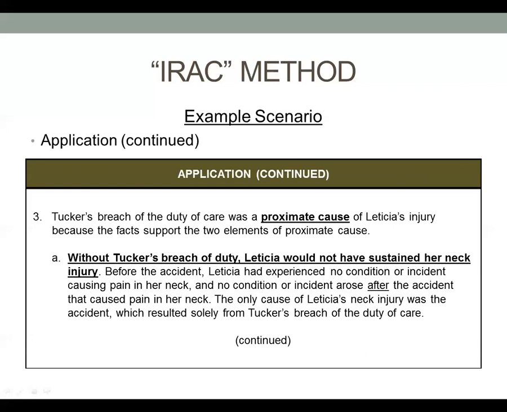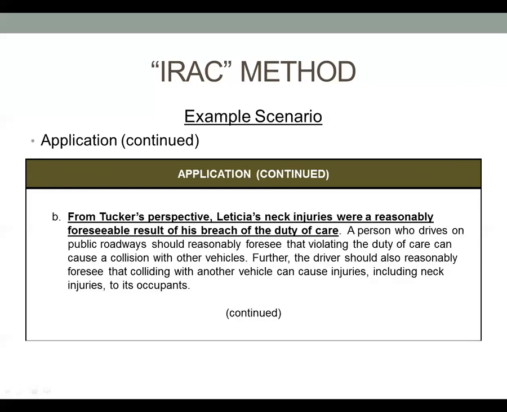So the only conclusion is that the accident itself caused her neck problems. But that's only half of the requirements to meet proximate cause. Let's look at the second one. From Tucker's perspective, Leticia's neck injuries were likely a reasonably foreseeable result of his breach of the duty of care.